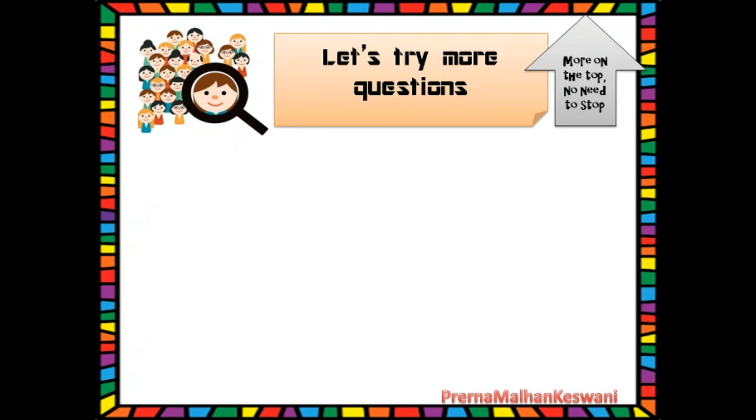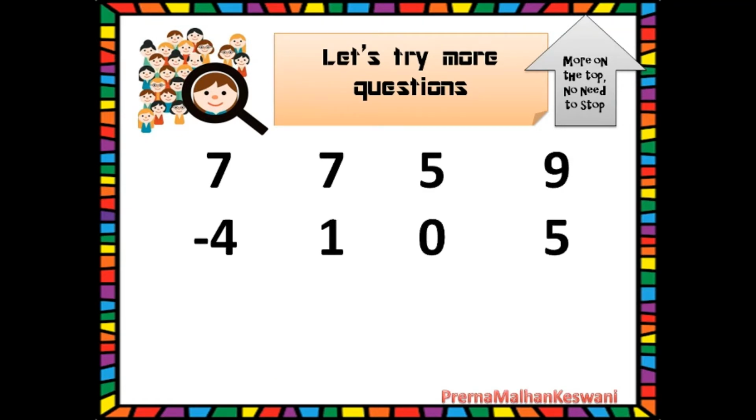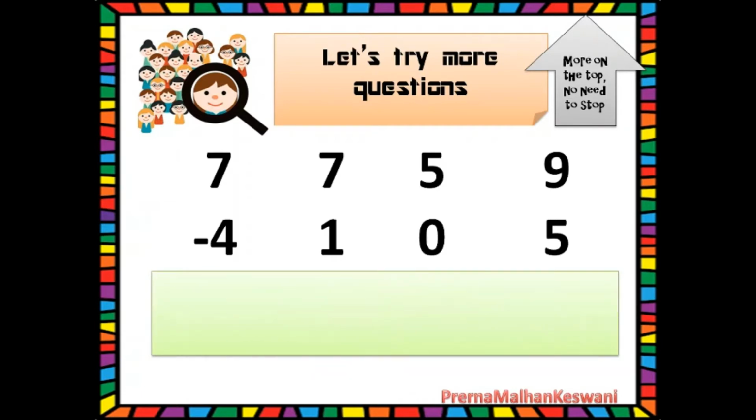Now let's try another question. 7759 minus 4105. Let's start from the ones side. Is it more on the top or is it more on the floor? Yes, it's more on the top because 9 is more than 5. So, when it is more on the top, no need to stop. So, start counting from 5 to 9. 6, 7, 8, 9. The answer is 4.